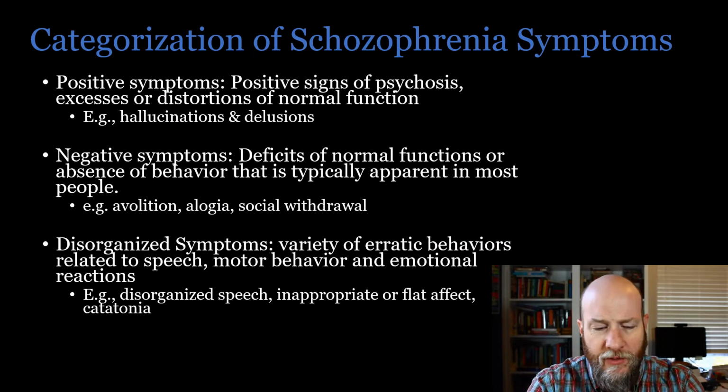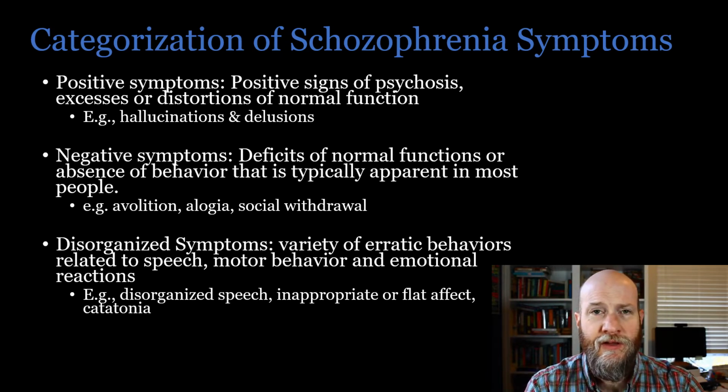So this is one way to make sense of the symptoms within schizophrenia, which is to break them down into this tripartite system, these three different headings. It can be a little confusing because of the terminology. So I'm going to walk through these and then we'll go through each individually in a slide. But we refer to the positive, negative, and disorganized symptoms of schizophrenia.